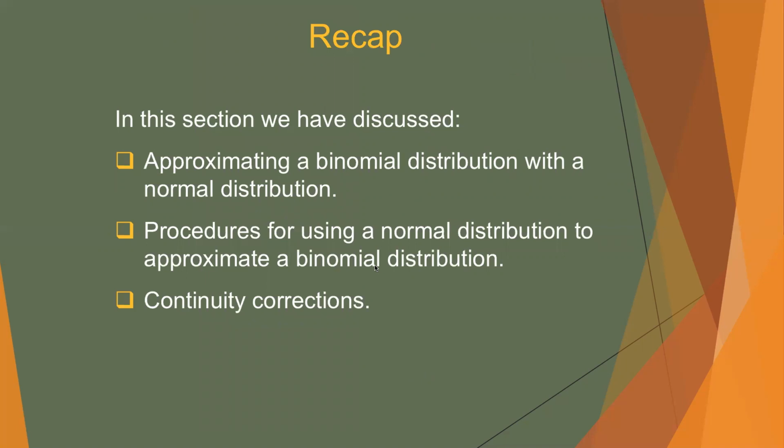Basically recapping this section: approximate a binomial distribution with a normal distribution, procedures for using a normal distribution to approximate a binomial, and then continuity corrections. That's bottom line. If you have questions, let me know. But again, this is kind of a rare case. Somebody might say, hey, under this assumption, we can use a normal as an approximation to binomial. Light should go off, then you should know you should use that one, right? But otherwise, use the other things that we've referenced before.